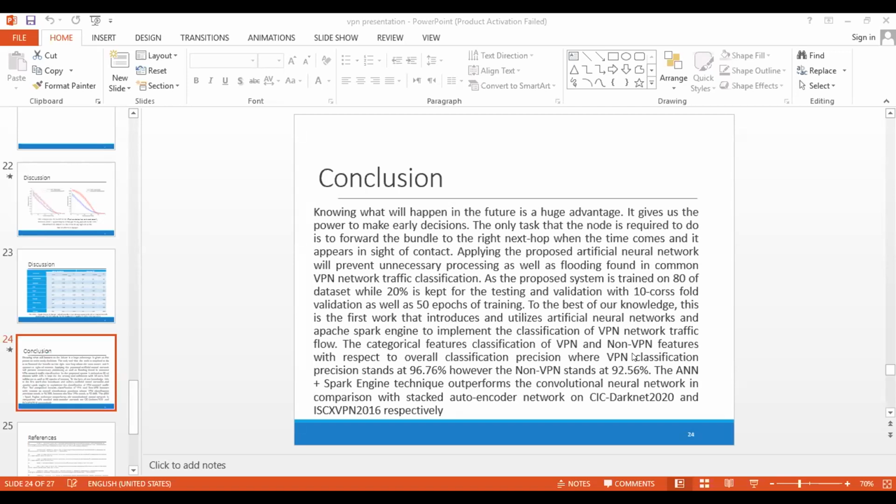The categorical feature classification of VPN and non-VPN feature with respect to overall classification precision, where VPN classification precision stand at 96.76%. However, the non-VPN stand at 92.56%. The ANN plus Spark Engine technique outperforms the convolution neural network in comparison with stacked autoencoder network on CIC Darknet 2020 and ISCX VPN 2016 respectively. And this is the reference.